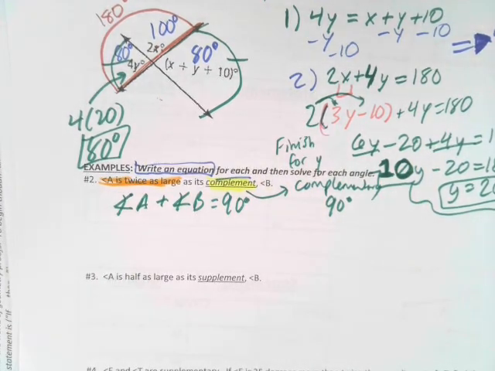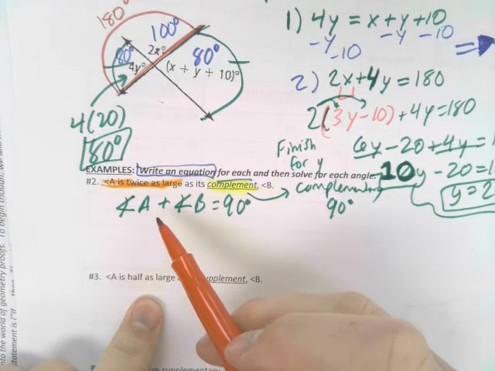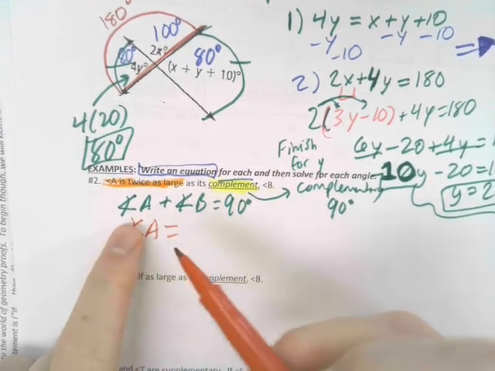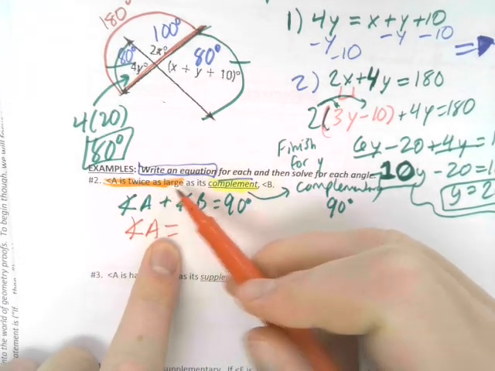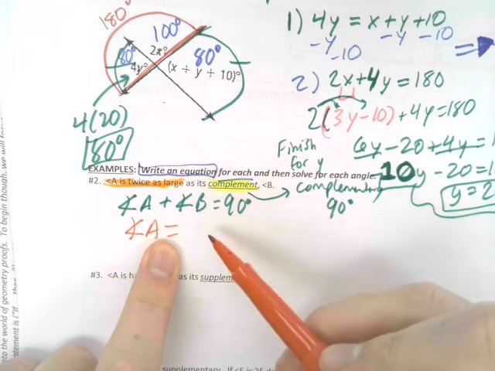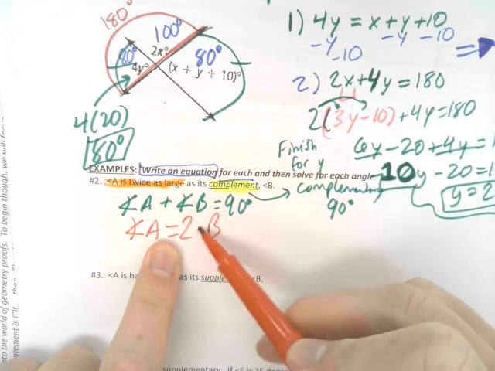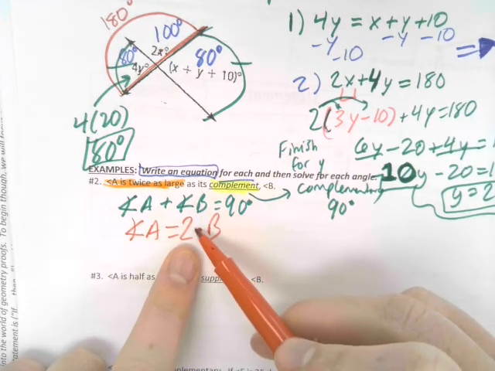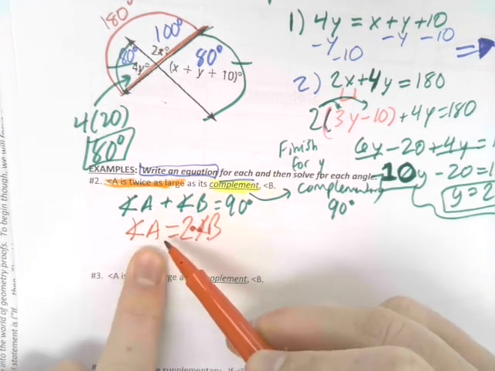So how can you represent that? Well, you can do angle A is, think back to Algebra 1, we see that word is, we're talking equals, twice as large as B. How do you represent something being twice as large? You take B and you multiply it by 2. So 2 times angle B would be what A is.